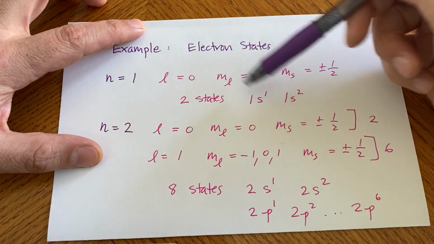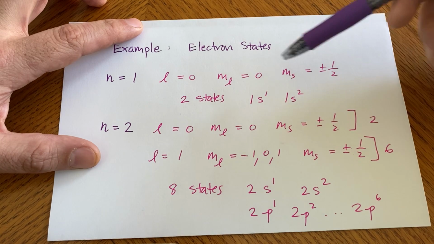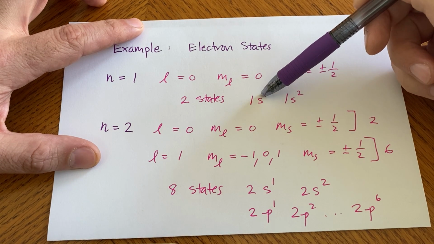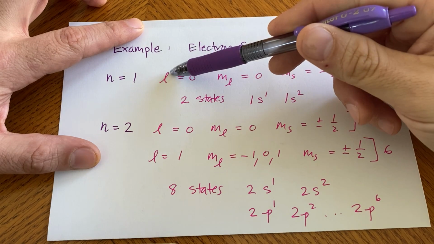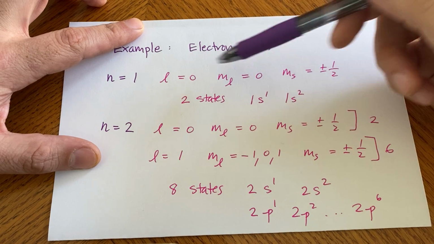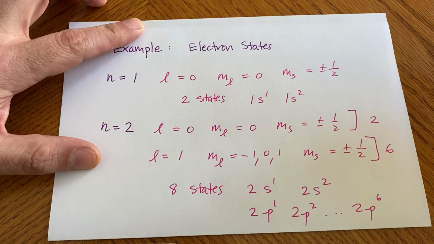Just to make sure this is clear, you've got a lot of letters going on. The s corresponds to the orbital, which is the value of L. So an L equals 0 is called an s orbital.